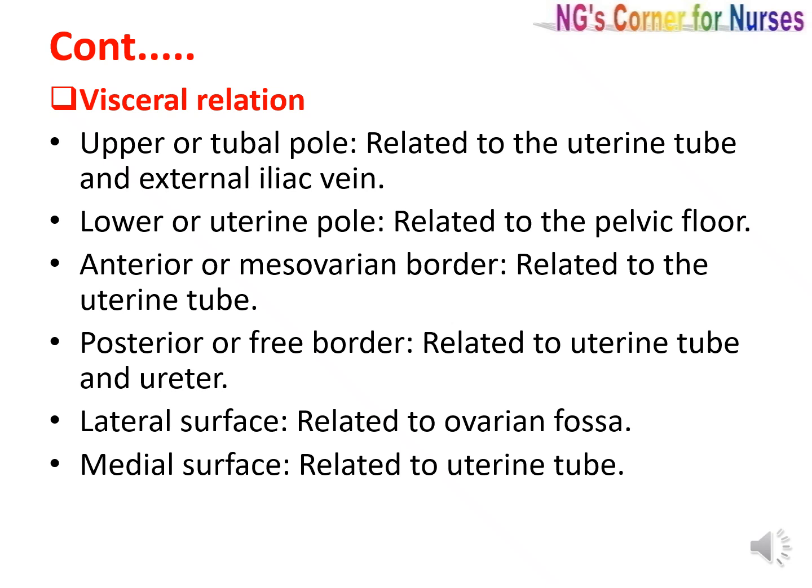Next, coming to the visceral relation. The upper or tubal pole or tubal end is related to the uterine tube and external iliac vein. The lower or uterine pole or uterine end is related to the pelvic floor. The anterior or mesovarian border is related to the uterine tube. The posterior or free border is related to uterine tube and ureter, and the lateral surface is related to ovarian fossa and the medial surface is related to uterine tube.